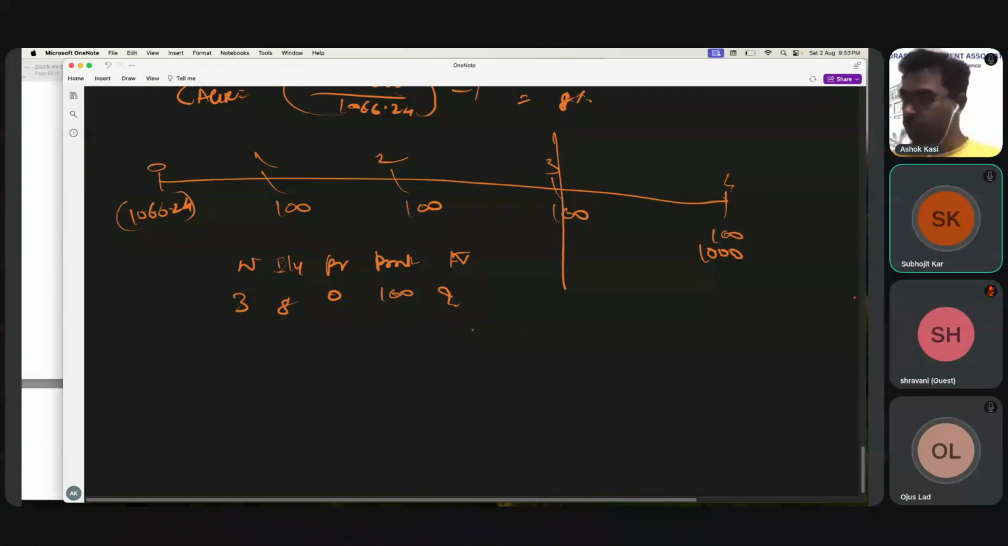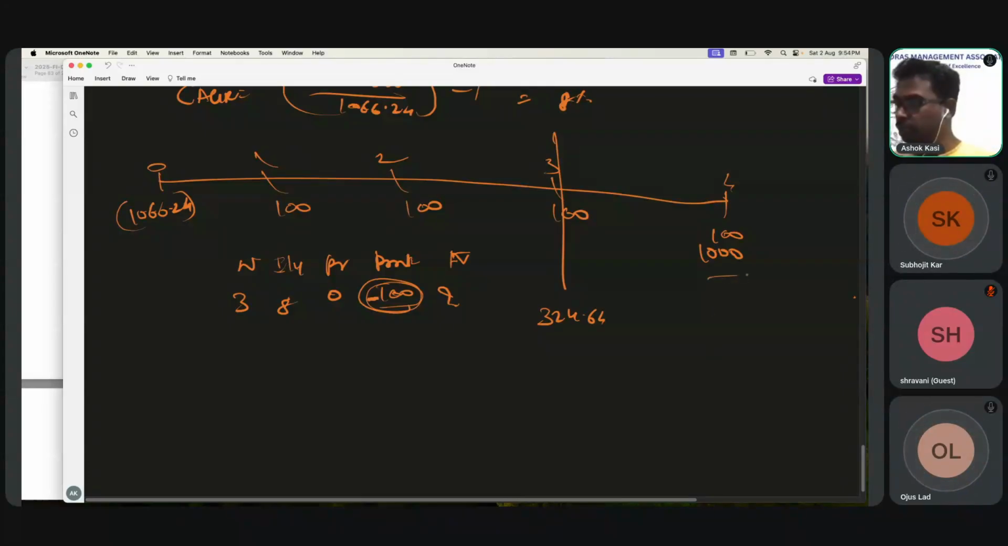Sorry, it should be 324.64, but it's coming negative. Because I have taken payment as positive, it comes out negative. If you put the payment as minus, then it will come as a positive number. Let's say you are investing, so you keep this 100 as negative, and you will get a positive number.